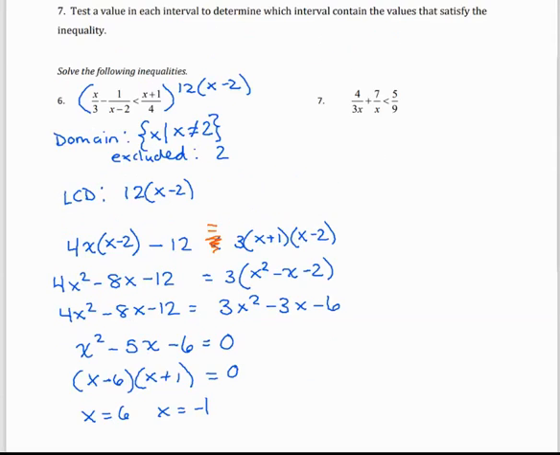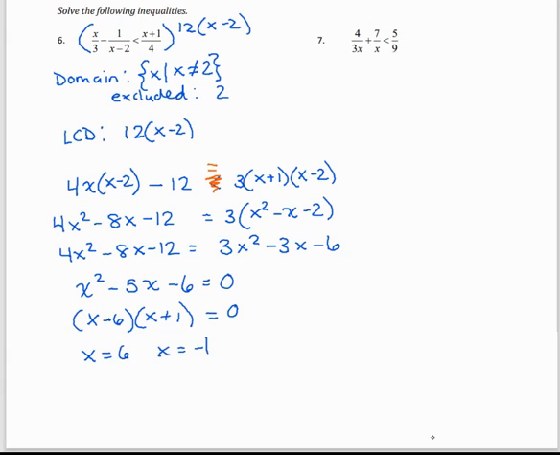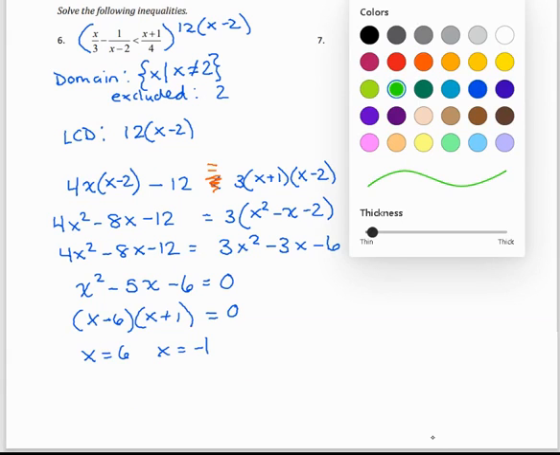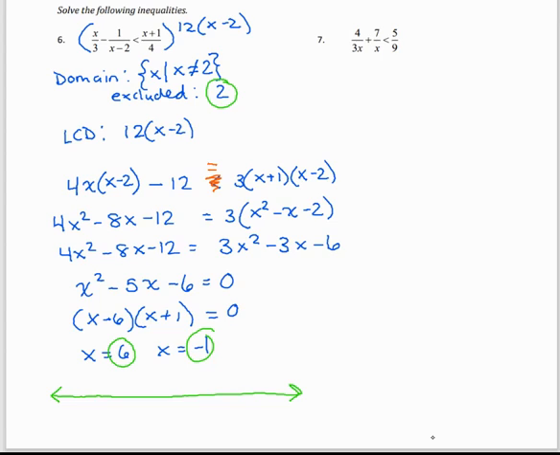On step 6, we need to create a number line that's broken into intervals using the solutions you found and using the excluded values. So what are those? The excluded value was just one of them. It was 2. And then my solutions were 6 and negative 1. So I'm going to create a number line with those values. So we have negative 1, we have 2, and we have 6.